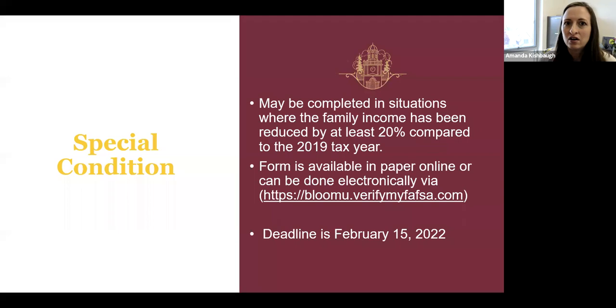We can go ahead and take a look at the 2021 information to determine if the student is now eligible for federal funding. Please note that the form is online. Again, we give you the address here, bloomu.verifymyfafsa.com, and everything is done electronically. So you'll upload supporting documents to that portal. And our review process, depending on the volume, can take a couple weeks.